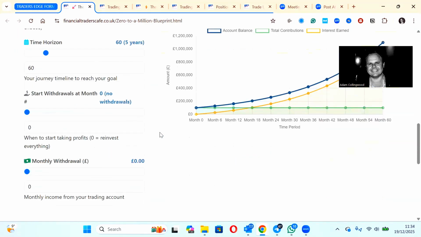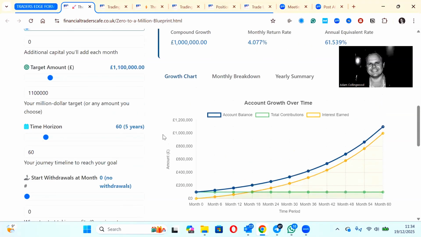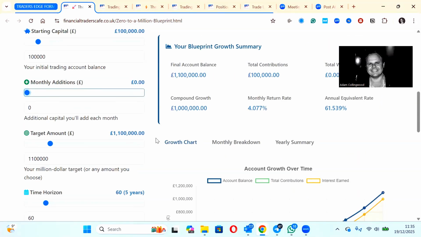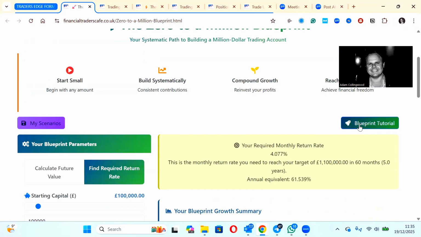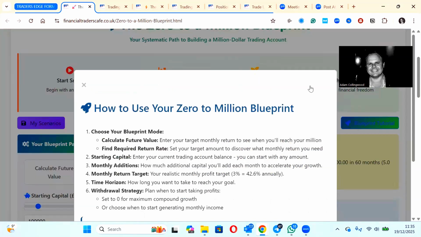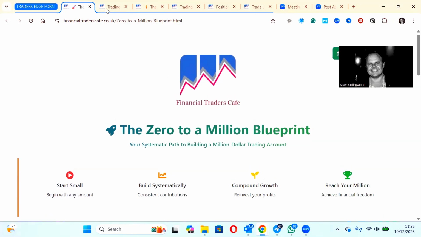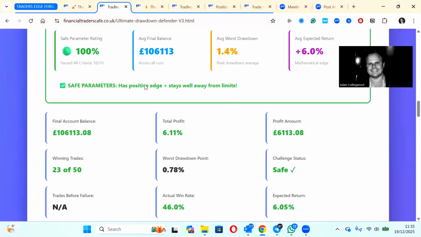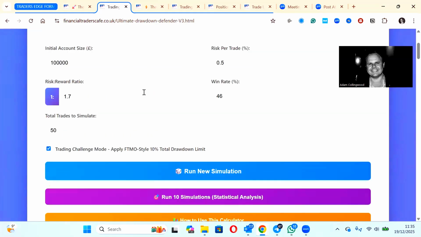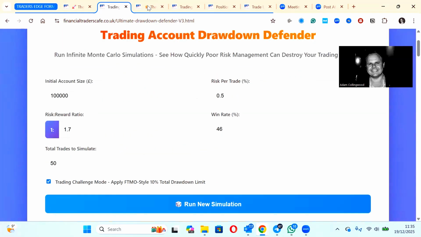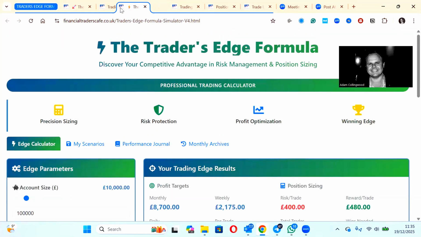So this is all well thought out. It's so, so important when you're trading and you're looking to build wealth for yourself. There's also a tutorial built into this as well, just showing you how all that works. But it's so, so important to build your financial plan as to what you need. The next one, what we're going to do is, because we know the numbers there, no, we're not going to do the Account Drawdown Defender yet. We're going to do this one, the Trader's Edge formula.